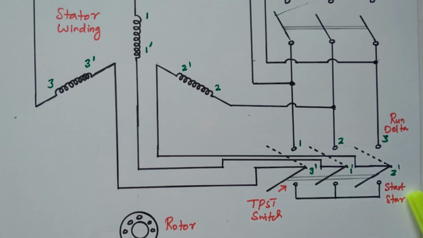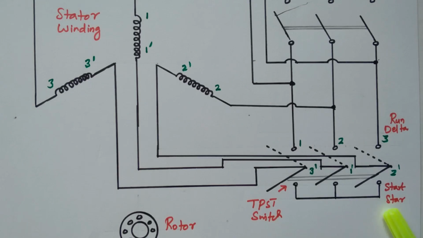That is clearly given: starting, it is connected in star connection. Why are we connecting star connection? In the star connection, the voltage is reduced by the factor 1 by root 3. In the star connection, only 1 by root 3 of the voltage will be applied to the stator winding. So due to this reduced voltage, the current drawn by the stator also reduces.